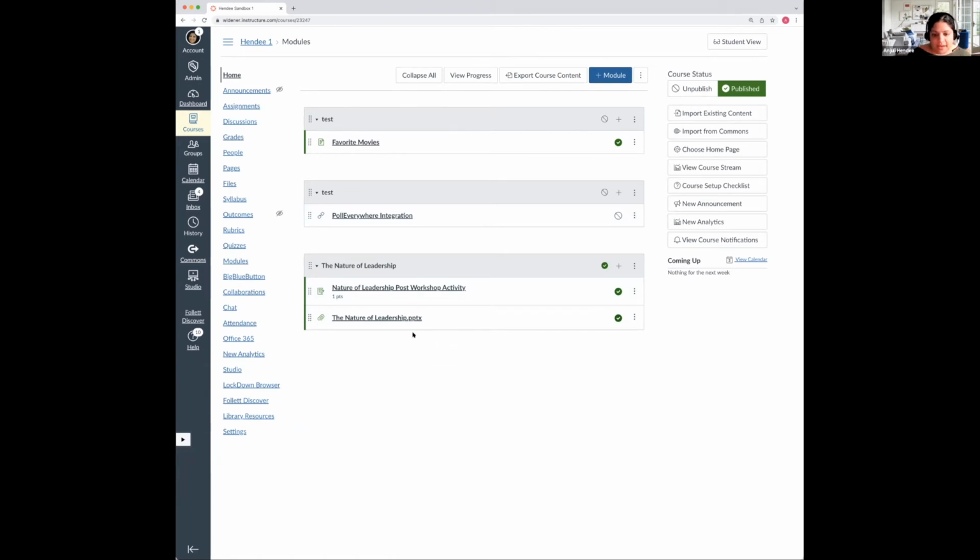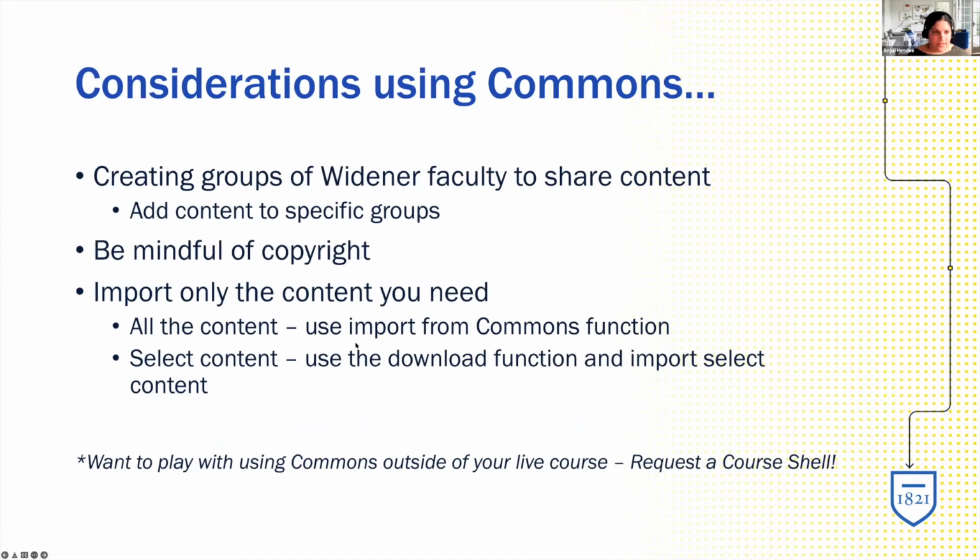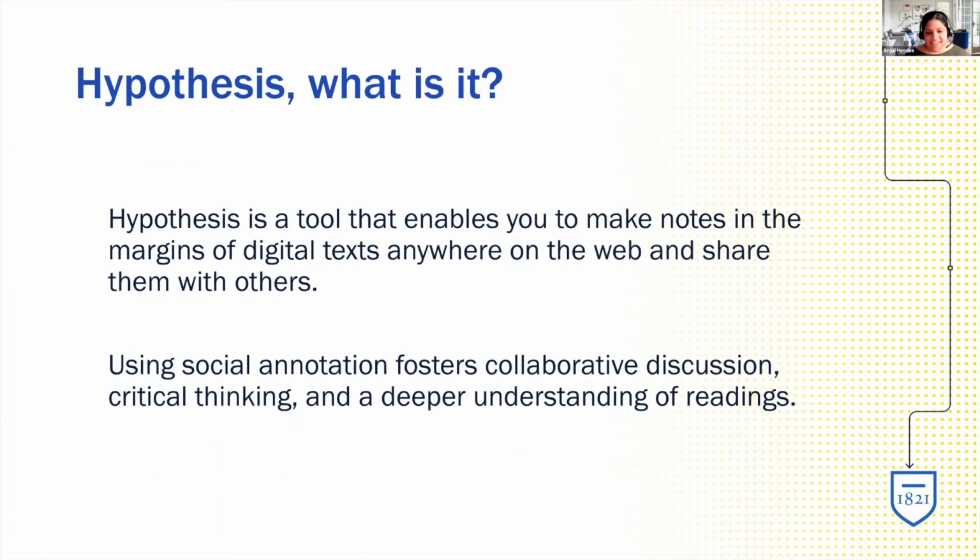So I'm going to go back to our presentation and talk about a tool that we have, which is Hypothesis. And Scott was so kind to talk about Hypothesis and the ways to use it as a digital annotation tool. And it really is that. You can work with your students. You can make notes within the margin of digital text. And it's a way to foster collaborative discussions and critical thinking and create a deeper understanding of the readings that you might be discussing in your course.